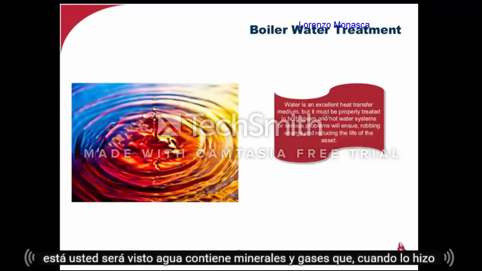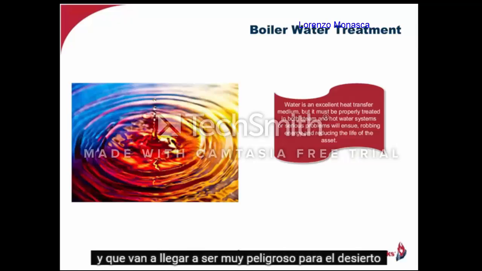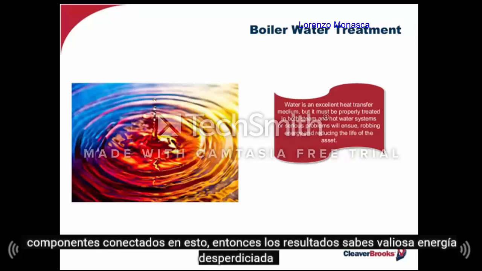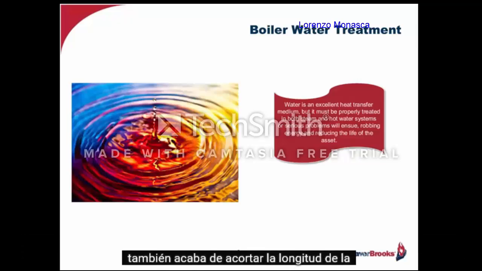However, as you will be seeing, water contains minerals and gases which, when heated, will lose their solubility, and they'll become very hazardous to the boiler and its connected components. And this then results in a waste of valuable energy while just shortening the life of the asset.